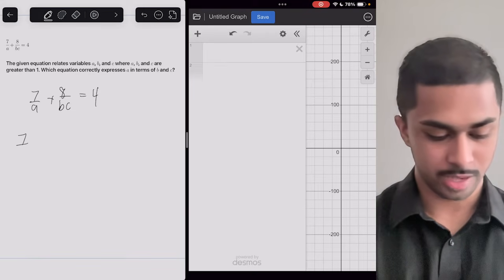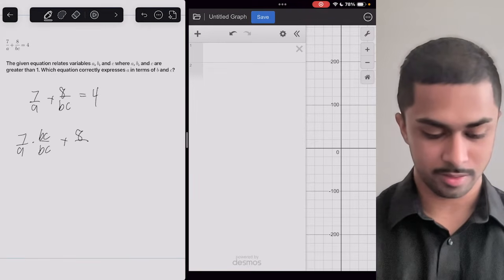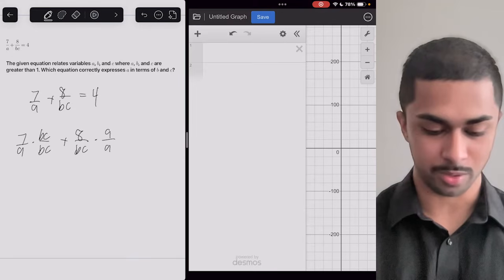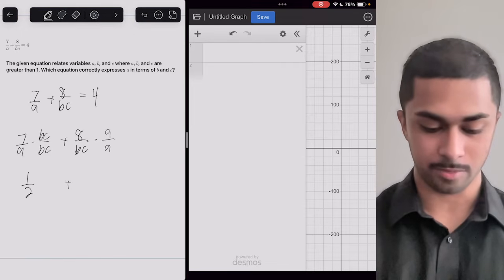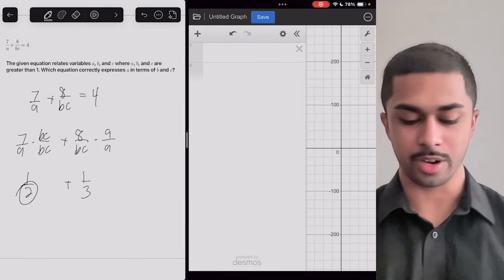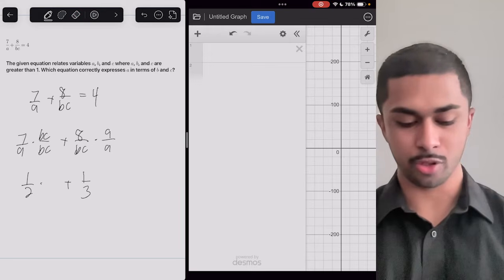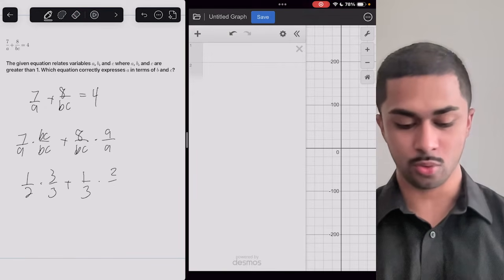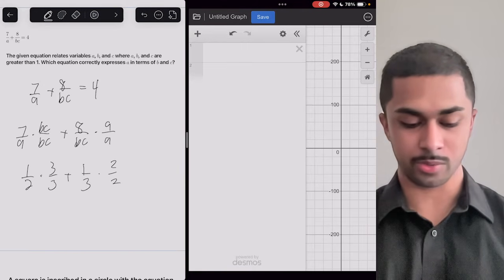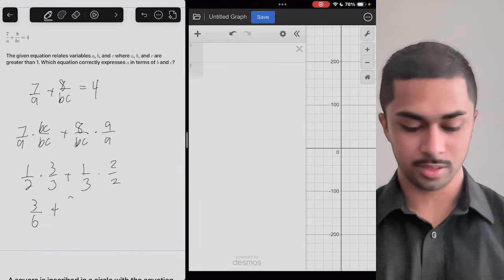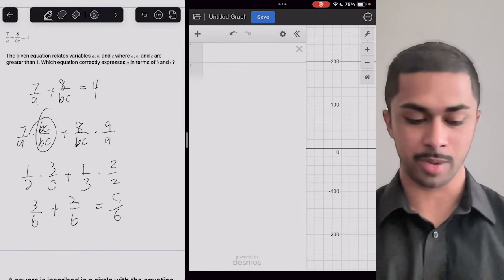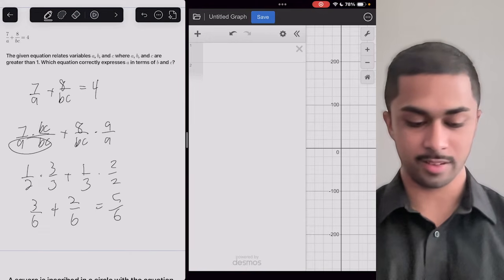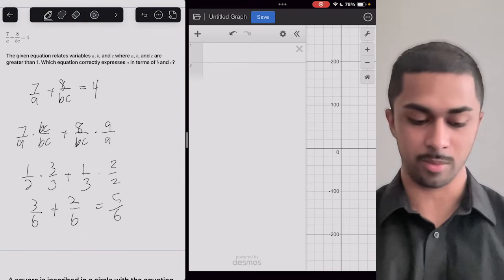Okay. 7 over a times bc over bc. Now, if you're confused on why I'm doing BC over BC and A over A, it's just like 1/2 plus 1/3. The common denominator here is 6, right? So we multiply by 3 over 3 and then 2 over 2. And then once we do that, we get 3 over 6 plus 2 over 6, which is equal to 5 over 6. It's the same idea here. We want to multiply by BC over BC and A over A. So we get the common denominator of ABC on both of these fractions.